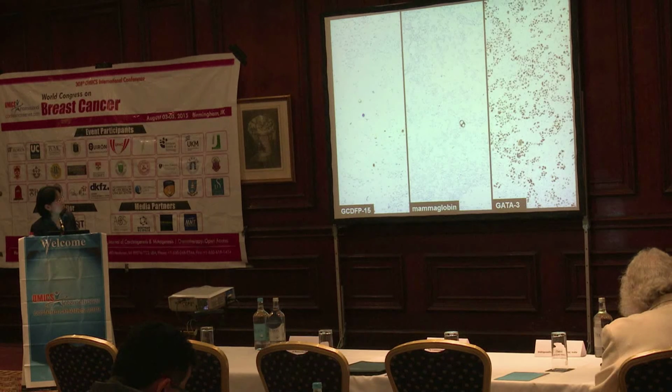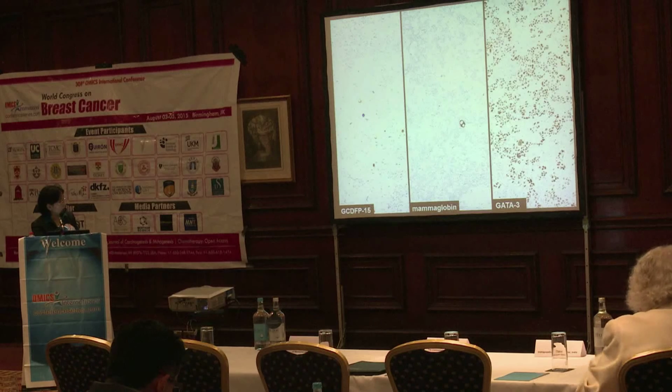This is a case of metastatic triple negative breast cancer that is focally positive for GCDFP-15 and mammaglobin. Both of these have cytoplasmic staining. It is diffusely positive for GATA3, which is a nuclear staining.